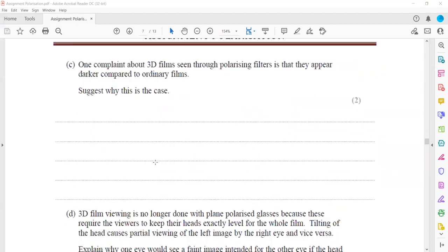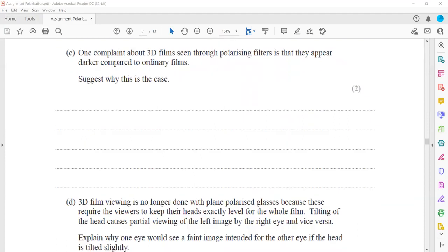Then one complaint about these 3D films seen through a polarizing filter is that they appear dark compared to ordinary films. When we are using 3D glasses, these films appear very dark. What is the reason for that? Because the light passing through the polarizing filter is polarized light, having only one component, which reduces the intensity. Polarized light stops most of the components and only allows one component to pass.